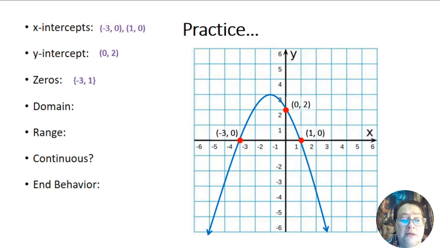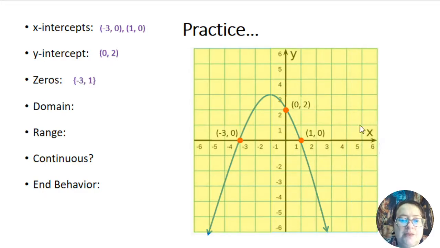Next, our domain. Very similarly to absolute value, our quadratics have a domain of all real numbers. If you look, whether the quadratic is pointed up or down, as we go to the left, it keeps going. As we go to the right, it keeps going. So our domain is going to be, once again, all real numbers. So as we look across here, it keeps going both directions. So I would write my interval notation, negative infinity, comma, positive infinity.